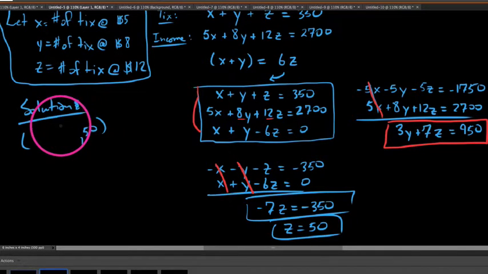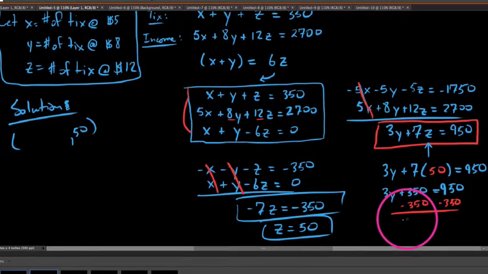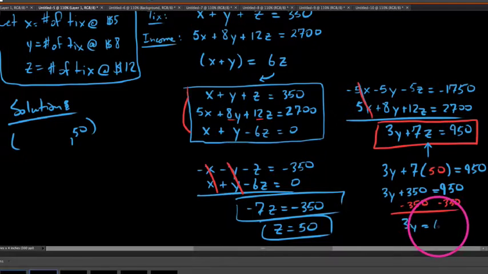So that being said, what do we want to find now? Well, we want to find x and y. We've got all of these different equations we can choose from, but when we plug this back in, if we're looking for y, we could plug it into this equation here and solve for y. So we have 3y plus 7 times z is equal to 950. Plugging this 50 back in, 7 times 50 would be 350. So 350 plus 3y is 950, and as we subtract 350 from both sides, we determine that 3y must be equal to 600, and it follows that y therefore is equal to 200.